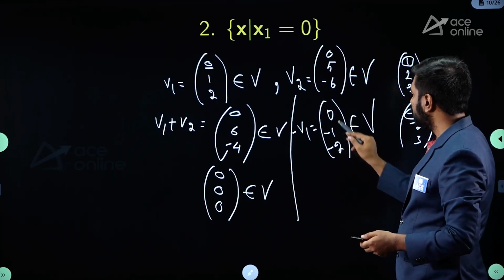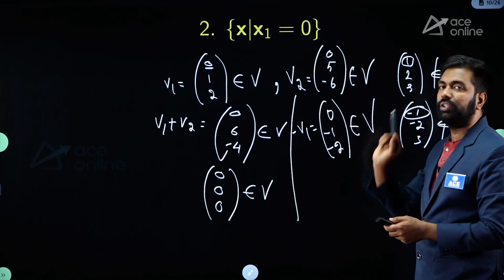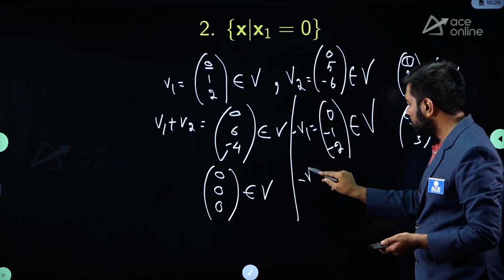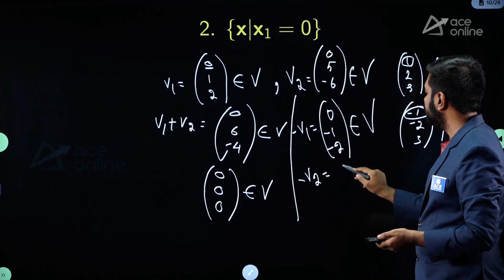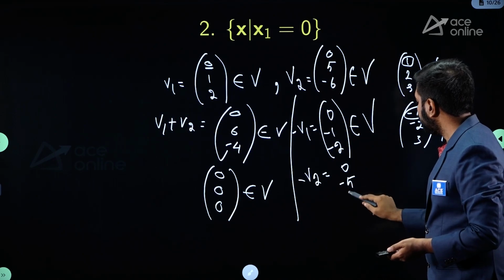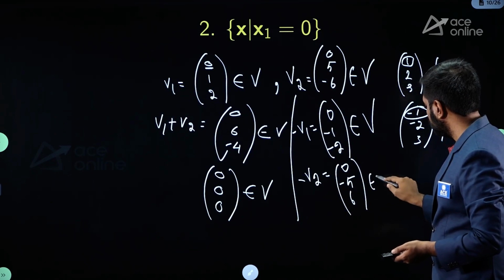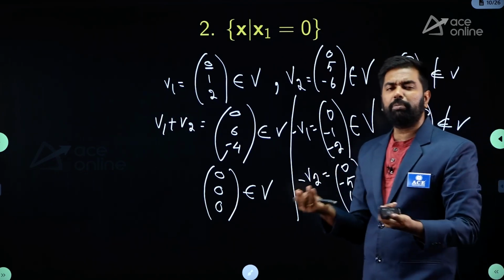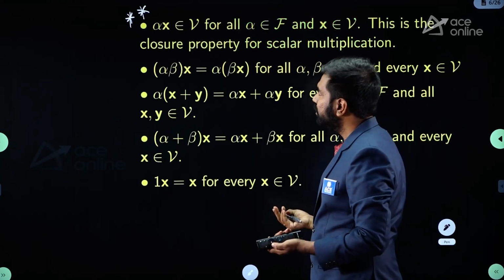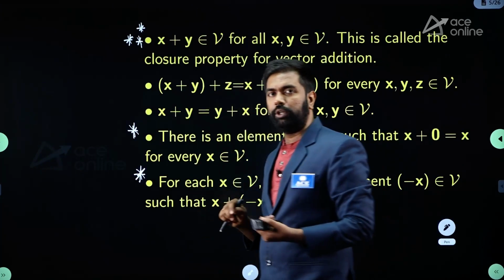If you want any vector to be a part of V, then the first component must be 0 here. First component is 0. You can also verify with minus V2. What is minus V2? 0, minus 5 and then 6. Yes, this is also part of V. So, almost all properties are satisfied. Like I said, these are the most important ones that you need to check.